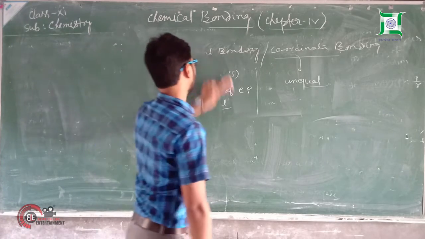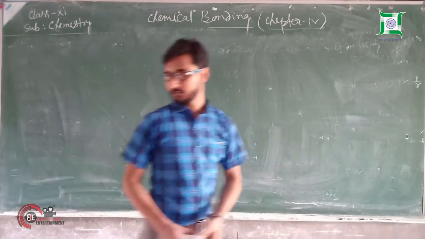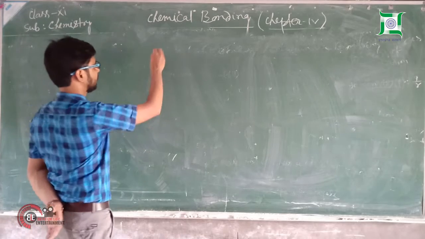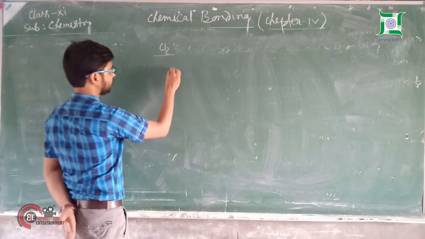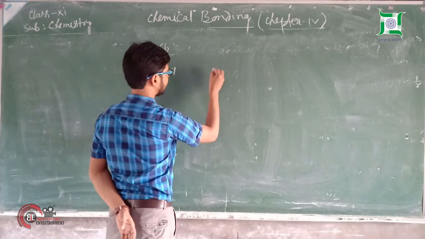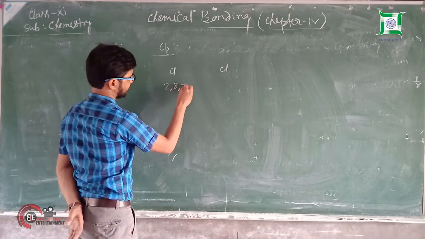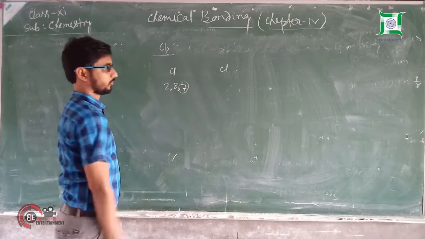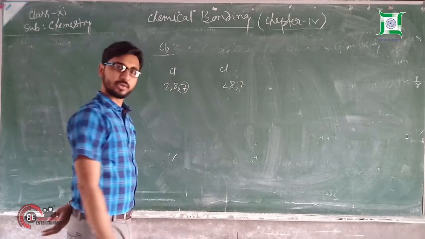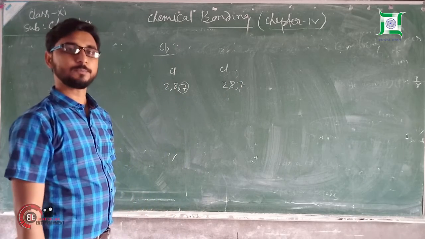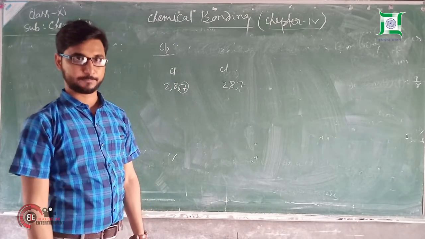Let us take few examples of formation of covalent bonding. Let us take a simple example of Cl2, formation of Cl2. So in Cl2 there are two chlorine atoms. This is one Cl and this is another Cl. The valence shell of chlorine has 7 electrons. Similarly, this chlorine will also have 7 electrons in its valence shell. So how can these two chlorine atoms achieve octet? Let us see.